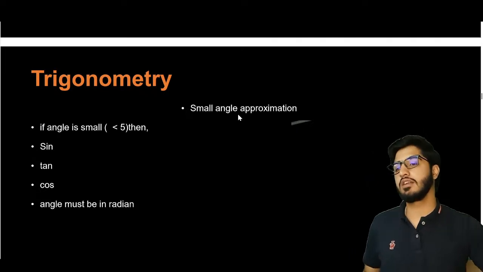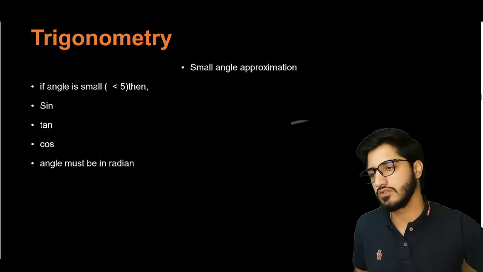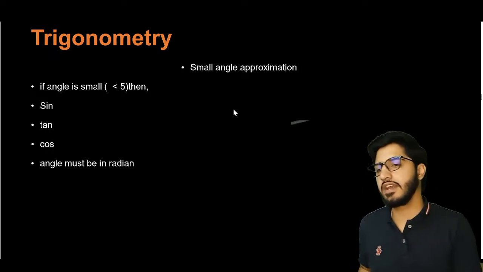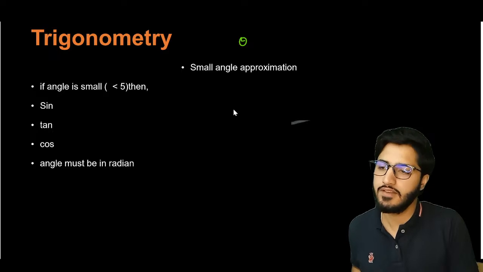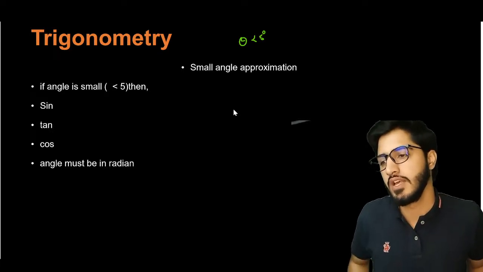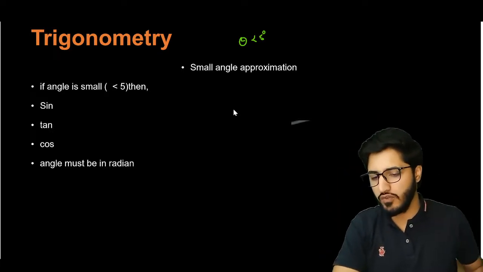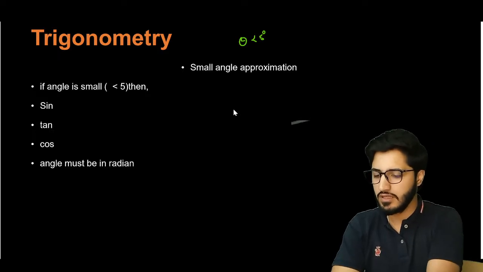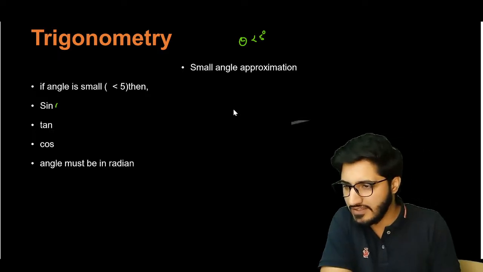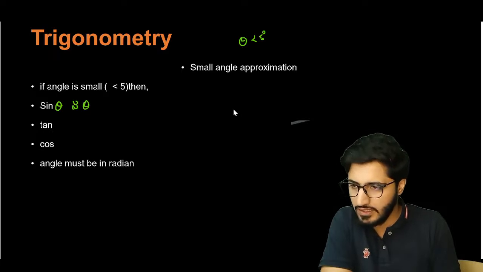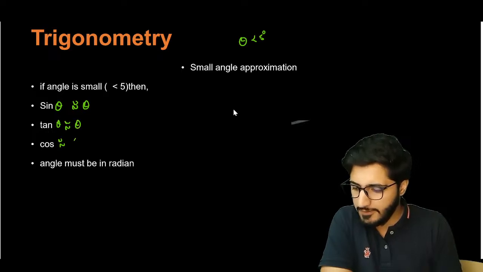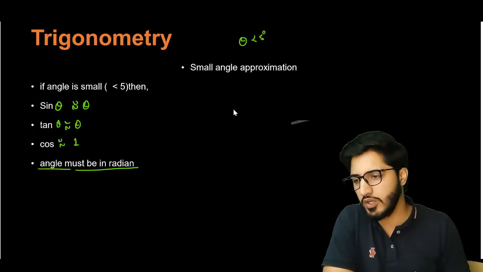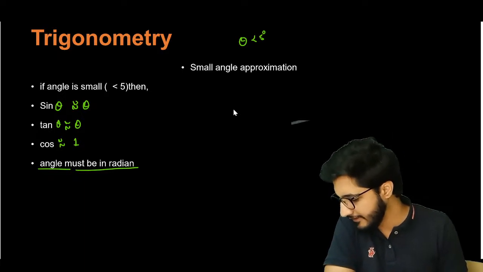Now we are having small angle approximation. This one is somehow important for JEE aspirants also. If we are having some angle theta, and if the angle is approximately less than 5 degree, you can take it up to 6 to 7 degree, then how can we manipulate with it? Sine theta will become only theta. Tan theta will become only theta. But cos theta will become only 1. But the angle should be in radian. What is the meaning of it? I will do one numerical so that you will get a better understanding of it.